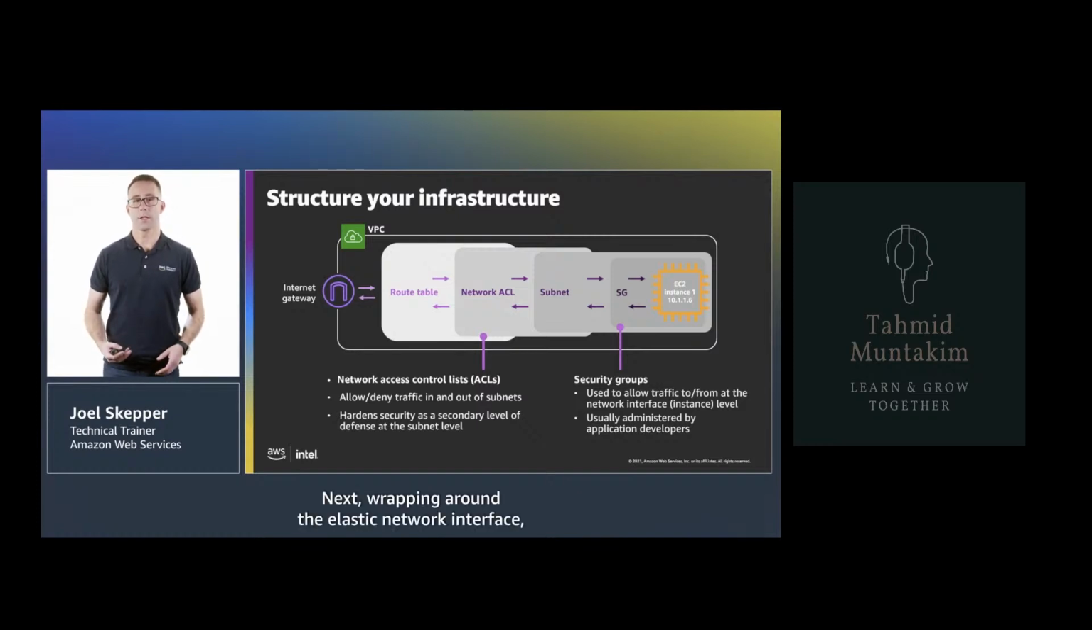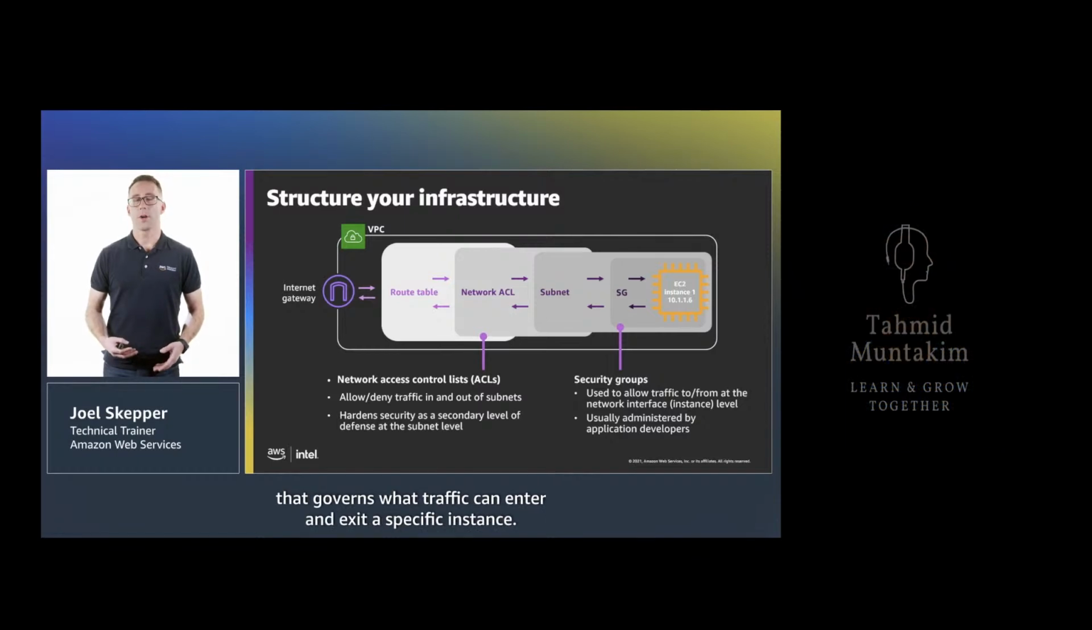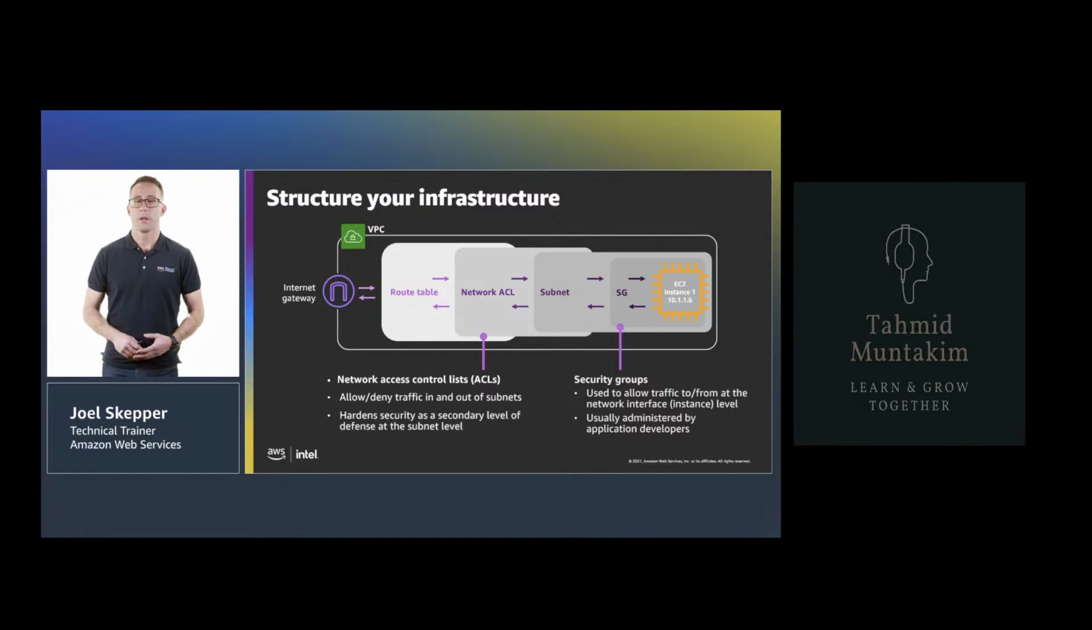Next, wrapping around the Elastic Network Interface, a virtual network interface that allows the EC2 instance to connect to the network, is the security group. The security group is a stateful packet filter that governs what traffic can enter and exit a specific instance. By default, all traffic inbound is blocked, whilst all traffic outbound is allowed. Lastly, on your EC2 instance itself, you can install your own firewall and protection software.